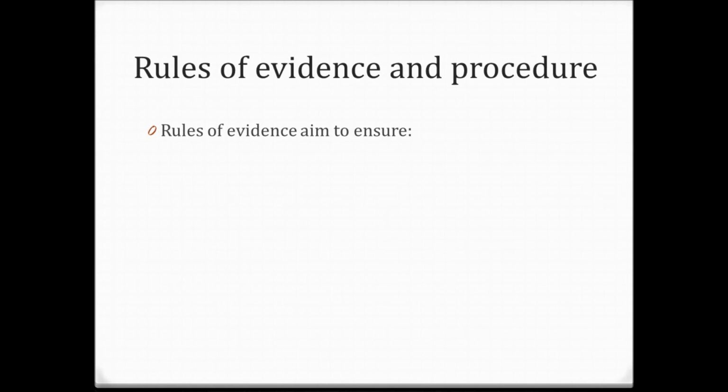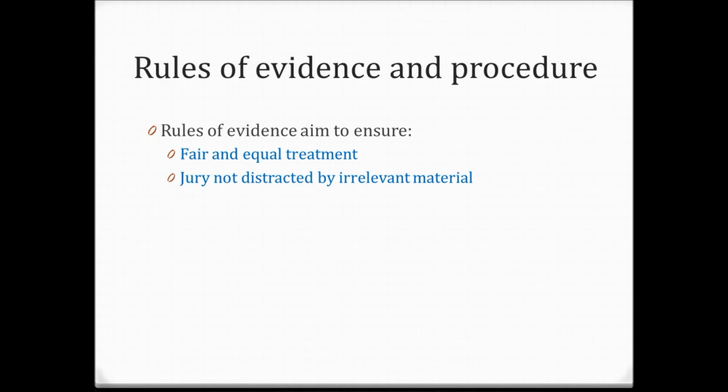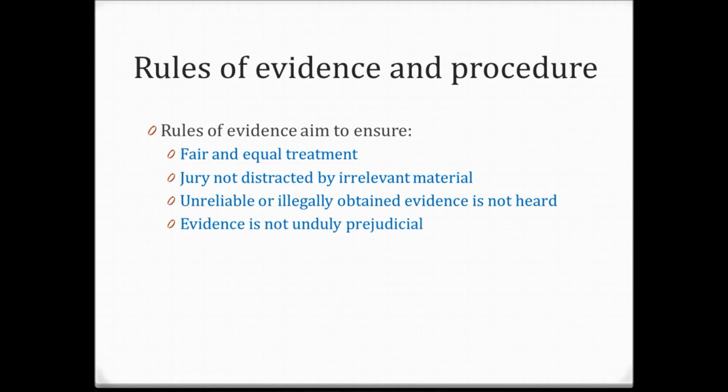Next, the rules of evidence and procedure are an important part of the adversary system. We've seen throughout Unit 4 that we have strict rules of evidence and procedure in our legal system. The rules of evidence really aim to ensure that both parties get fair and equal treatment, that the jury is not distracted by irrelevant material like hearsay or opinion, and that unreliable or illegally obtained evidence is not heard, that the evidence presented is not unduly prejudicial to one of the parties, that the evidence should relate only to the present case. So in criminal matters, prior convictions are generally not allowed.